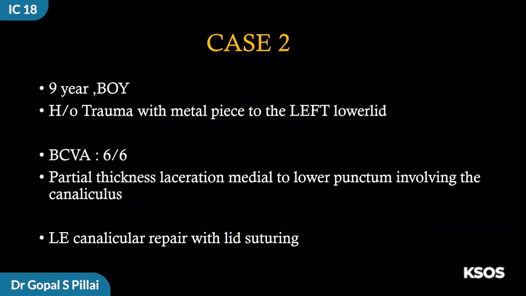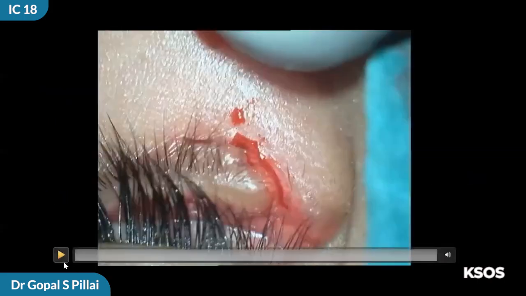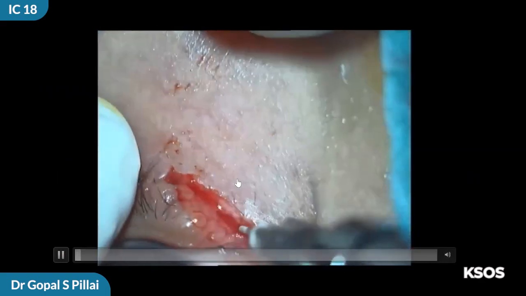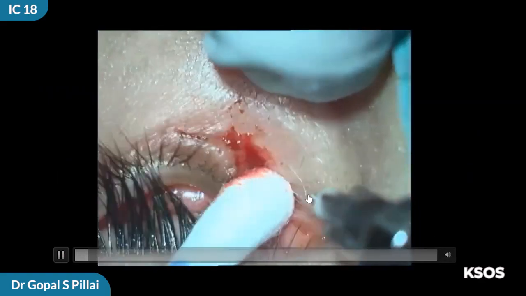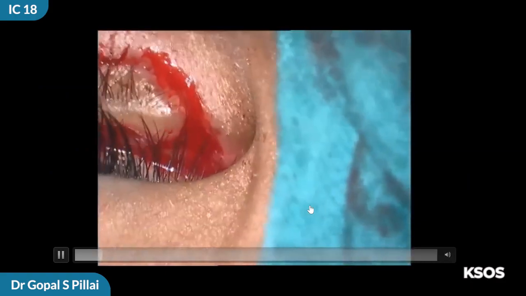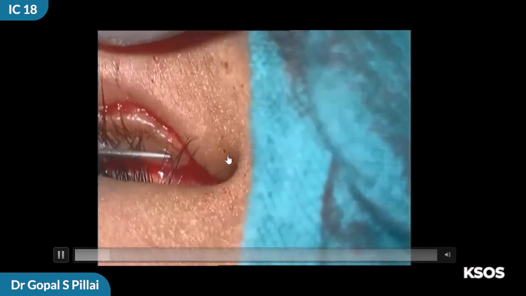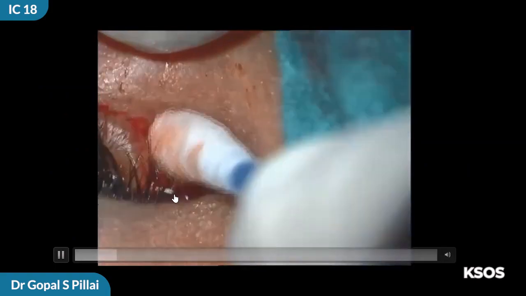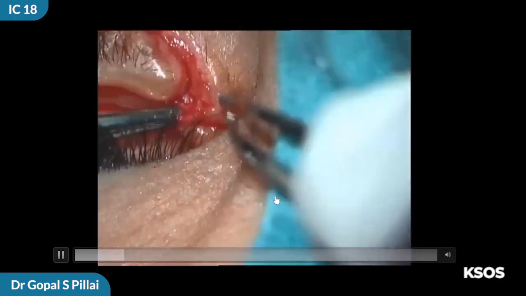This is a 9-year-old boy, history of trauma with a metal piece to the left lower lid, visual acuity of 6/6, partial thickness laceration medial to the lower punctum, including the canaliculus. And here we had to do a canalicular repair with lid suturing. I want to say that I don't do these surgeries. My oculoplasty surgeon, Dr. Sujata, does these surgeries. And this is the patient who came in. There was a wound, left inferior part. You can see that we try to see how thick the wound is, how deep the wound is, and also look at the canaliculus which is getting probed, and we have to look at the other side.